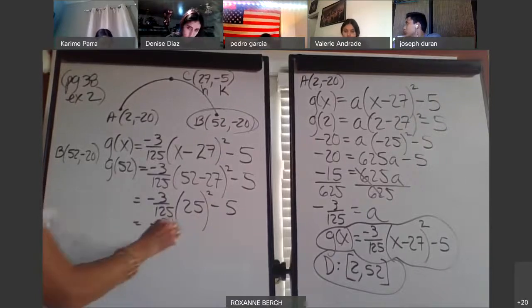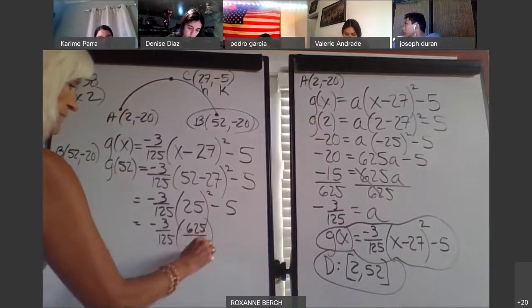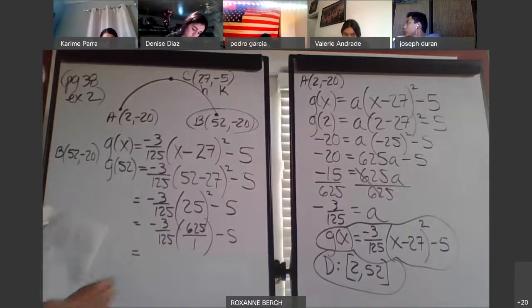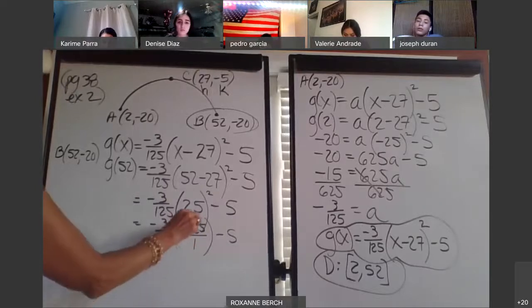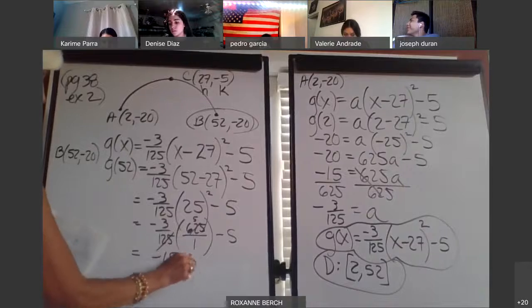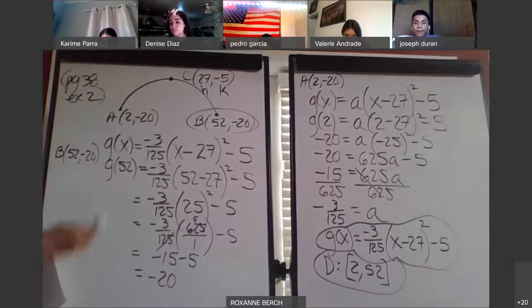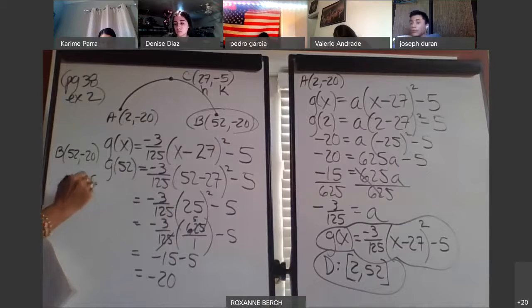25 squared is 625. And I'm going to put it over 1 because I'm going to cross cancel. So 125 goes into itself once and it goes into 625 5 times. And so this ends up being a negative 15 and a negative 5, which is negative 20. And look at that. So when x is 52, y is negative 20. And now I absolutely know this is a proof that I did this right.